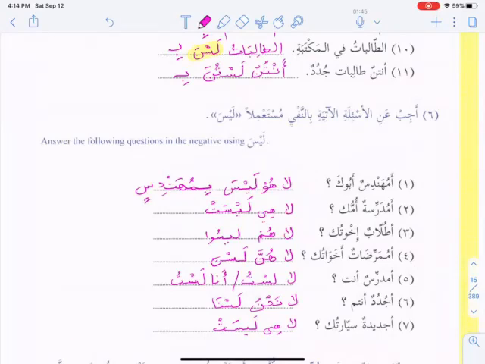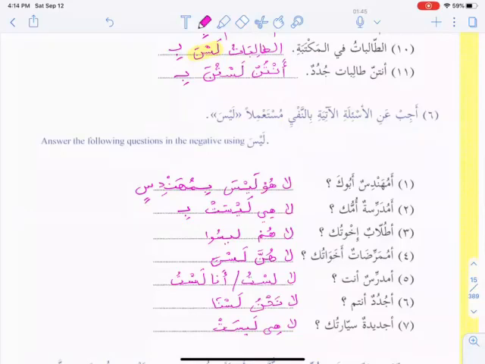Mudarisatun ummuka. Is your mother a teacher? La hiya laysat bi mudarisatin. Remember, mudarisatin. That is all I want you to write. Understand to write ism majrur after B.